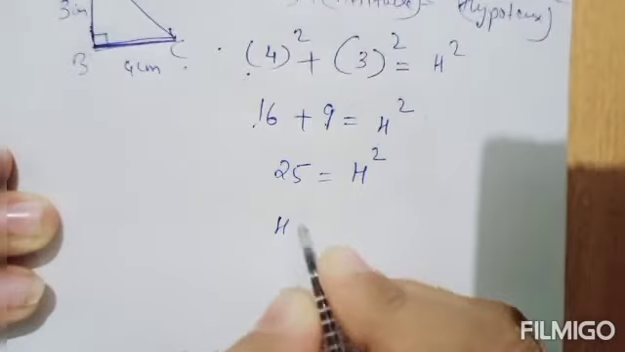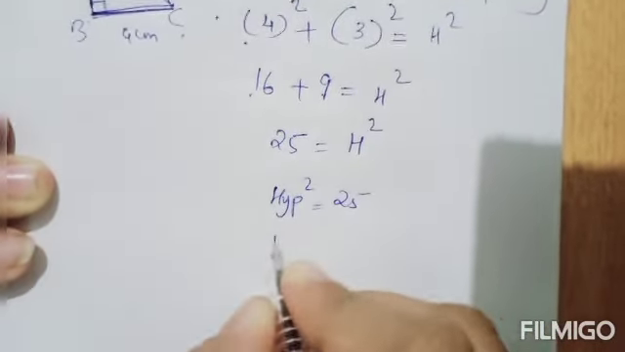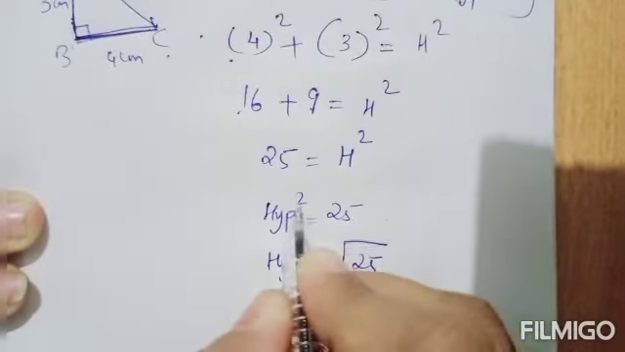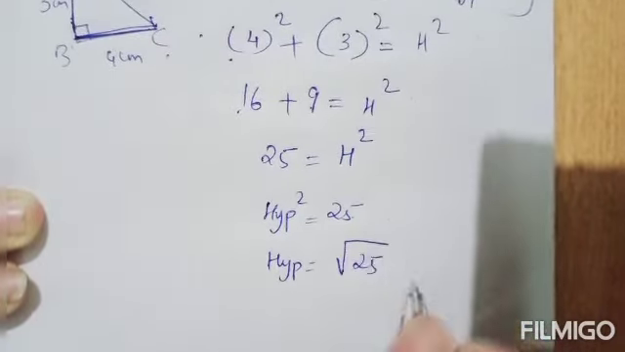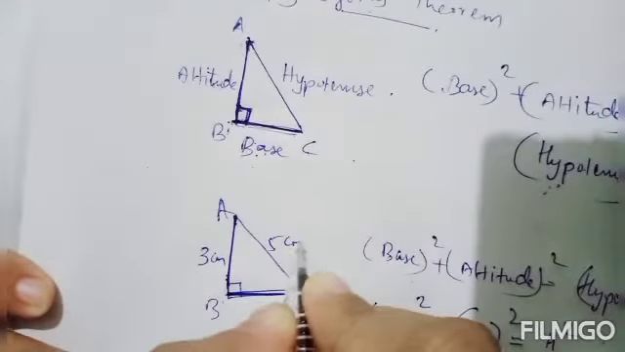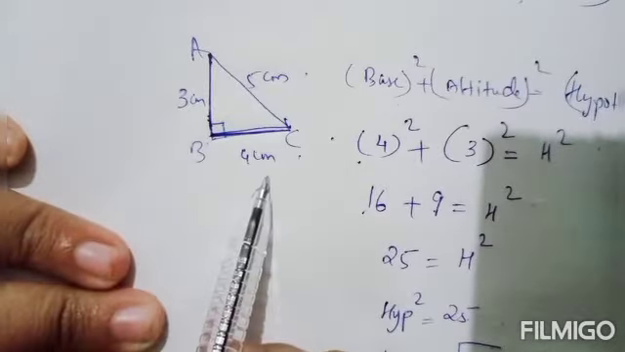So h square, that is hypotenuse square, you got 25. So what will be the hypotenuse? It will be root of 25. Square on taking to the other side will be root. Root 25, you will get 5 centimeter. This you will get, 5 centimeter, on applying Pythagoras theorem.